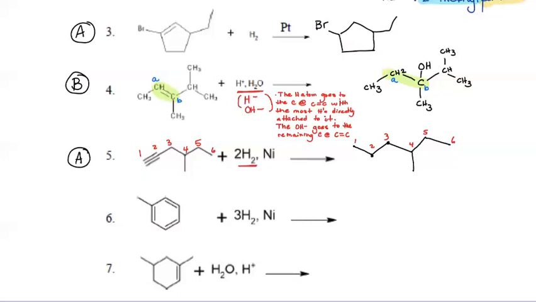Any questions so far? Yes. Alkenes get 2 hydrogens, 1 on each of the carbons in the double bond. In alkynes, they get a total of 4 hydrogens, 2 hydrogens on each of the carbons that used to be triple bonded. That's how it goes in the hydrogenation.